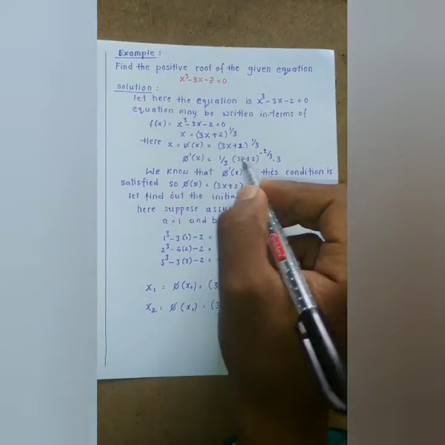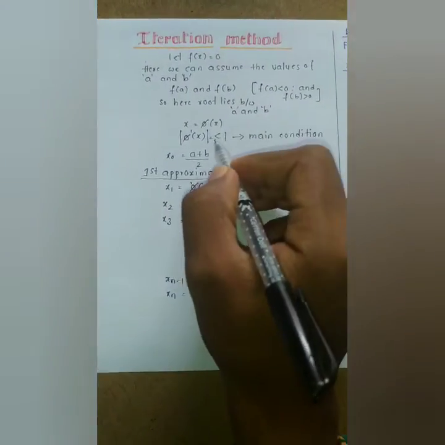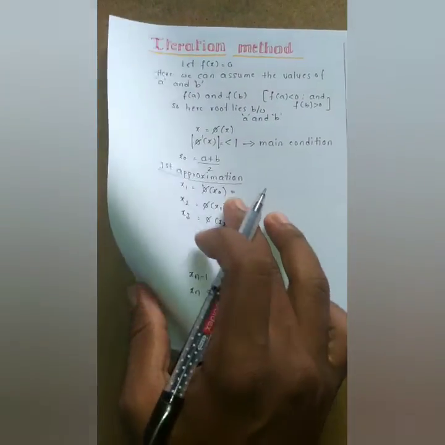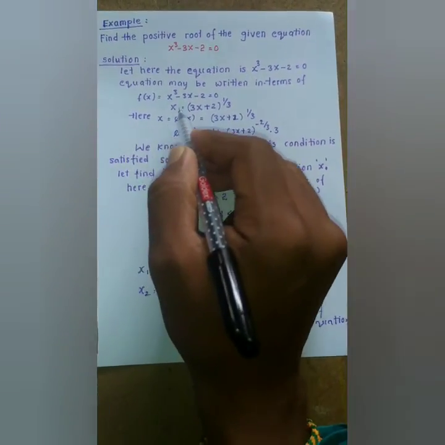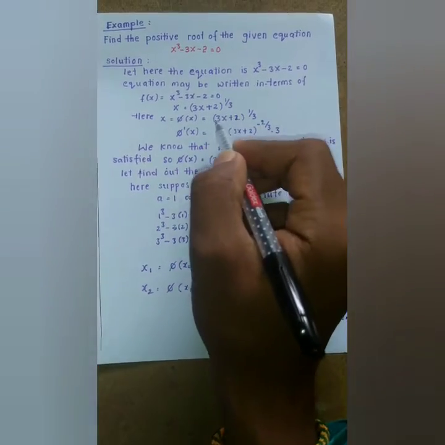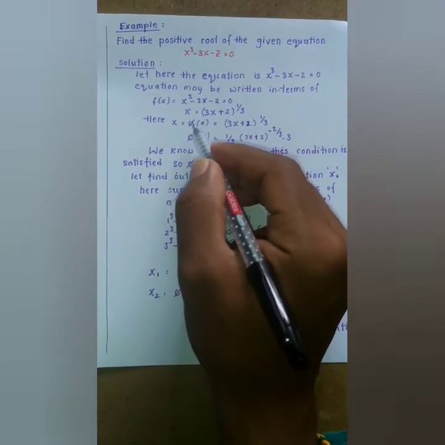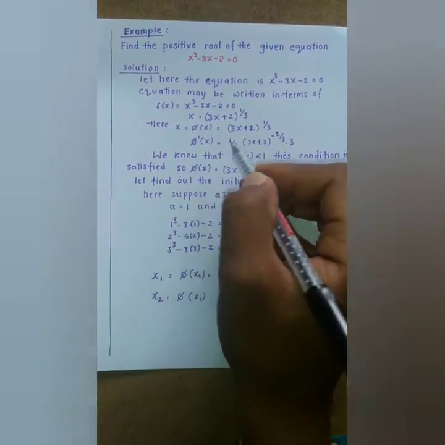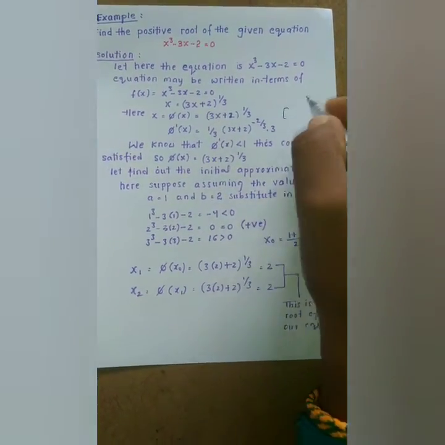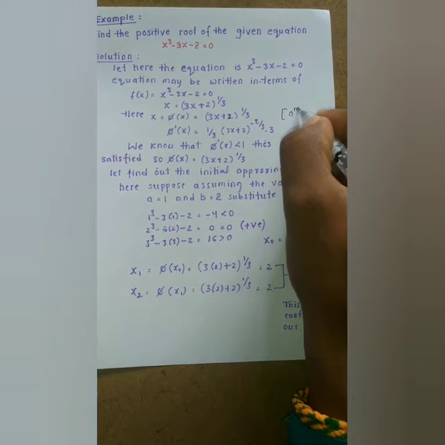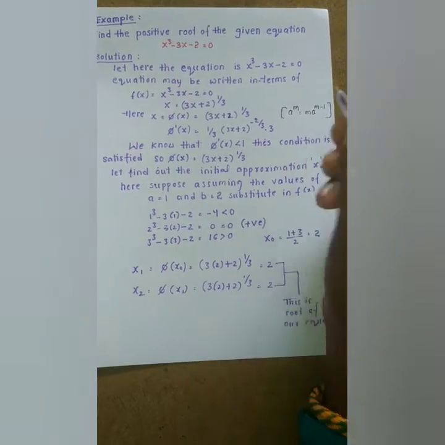Before doing the problem in the iteration method, we can check the condition. Here in this problem we can write x in terms of (3x + 2) whole power of 1 by 3. Here phi of x is equal to this. Phi dash of x, the differentiation of phi of x, gives the phi dash of x value. This is in the form of a power of m, that is equal to m into a power of m minus 1.